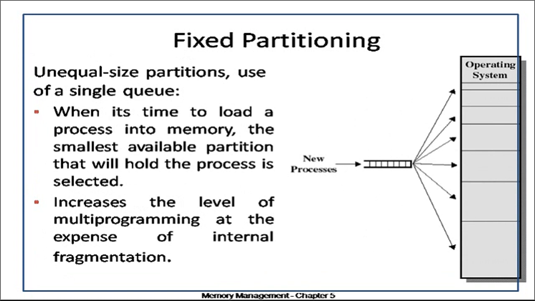So, there is a next type: unequal size partitioning using a single queue. As shown in the diagram, there is a single queue for all the partitions, and the processes in the queue are allocated to the respective partitions according to their size. It will load a process into the smallest available partition that holds the process. It increases the level of multiprogramming at the expense of internal fragmentation.